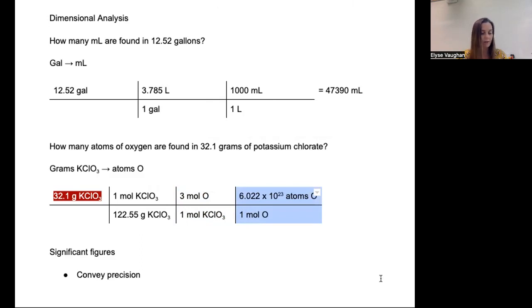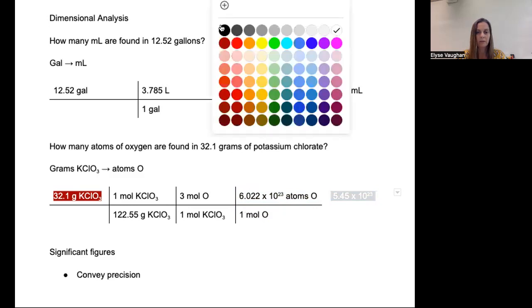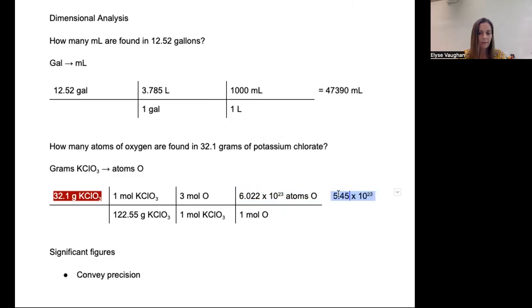When we calculate all of this out, we get a number that is not the one that I have written here. I'll just really quickly fix that. So instead, we actually get this equals 4.73 times 10 to the 23rd atoms of oxygen.